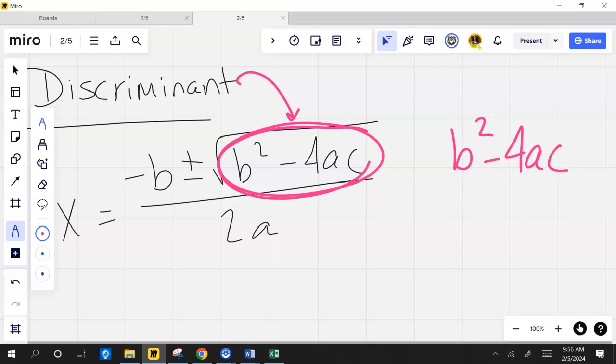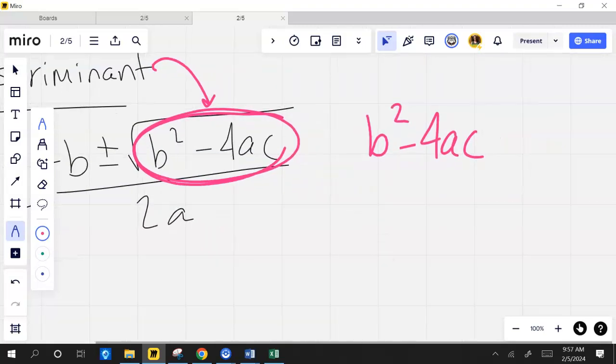What's under the radical gives me a clue as to what kind of solutions I'm going to have, okay? Because if I take the square root of a regular old number, how many answers do I get? 2, right? Because the square root of 4 is 2 or negative 2. There's 2 answers, and that's kind of where this is coming from. They use D for discriminant, and they say D equals B squared minus 4AC.